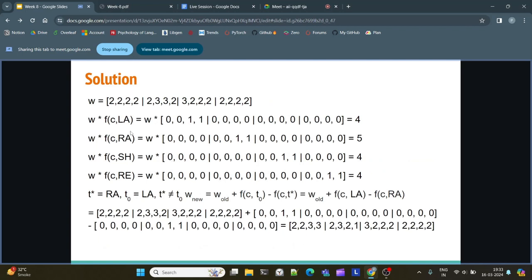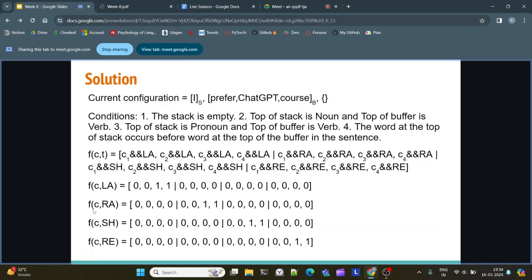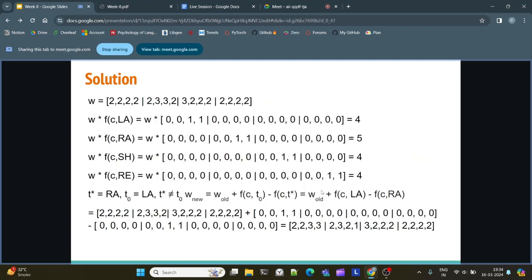If you see, these are the four transitions that I just mentioned, and we are multiplying the weight value, which is this one, with each of the feature vectors that we computed. I hope you understood this. So we are multiplying this with this, and we see that this is 1 1, so the others are all 0, so only these two are there. So 2 plus 2 would give me 4.